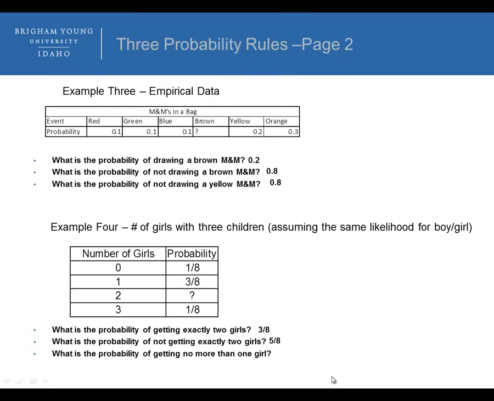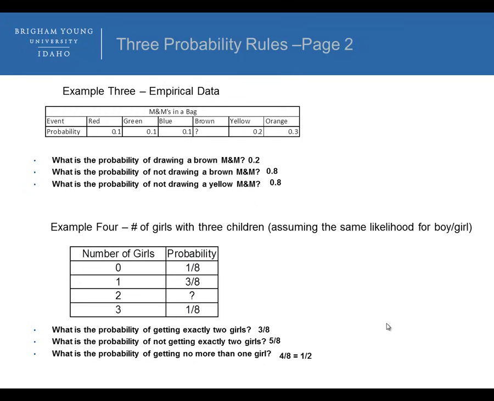And so the last question, what's the probability of getting no more than 1 girl? So no more than 1 girl. What we could do is take 1 girl, but you can also include 0 girls, so it'd be 1/8 plus 3/8, which would be 4/8, which is also equal to 1/2. Okay, so those are the basic rules of probability.